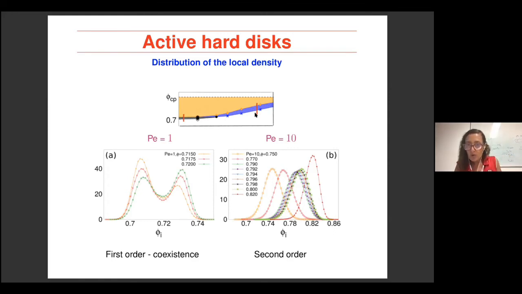Instead, if you go through these lines here, in the region where you don't have coexistence, at the higher value of Peclet, you don't see any double peak structure. You just see a single peak which moves towards higher densities when you go into the solid phase, or towards lower densities when you go to the liquid phase. So it's just a translation of this peak with the density, and there's nothing like what you see on the left side. So this is one of the pieces of evidence for this first order phase transition at small Peclet.